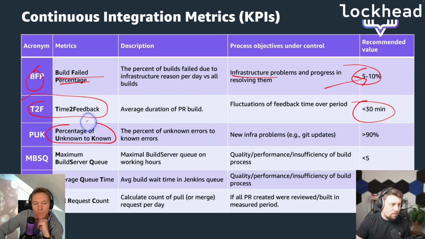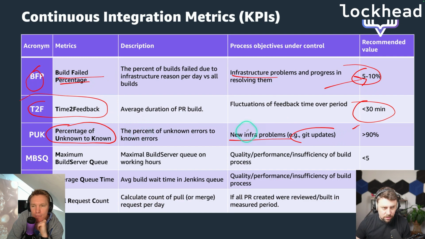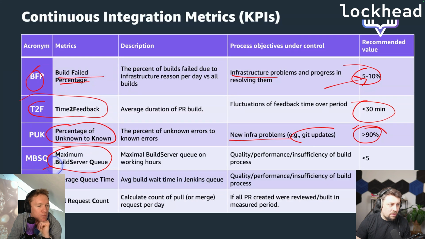Percentage of unknown to known failures. Most probably these are related to infrastructure problems or some Git updates or something else. So make sure that you know why builds failed, meaning you have more than 90% known problems. Queue on your build server: my recommendation is less than 5. If you have a long queue on your build server, people are just waiting for other people instead of running their builds.